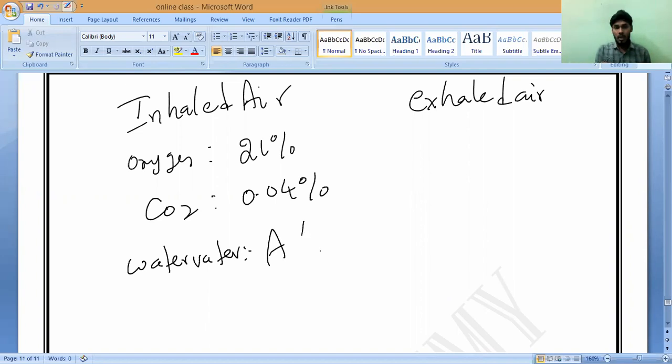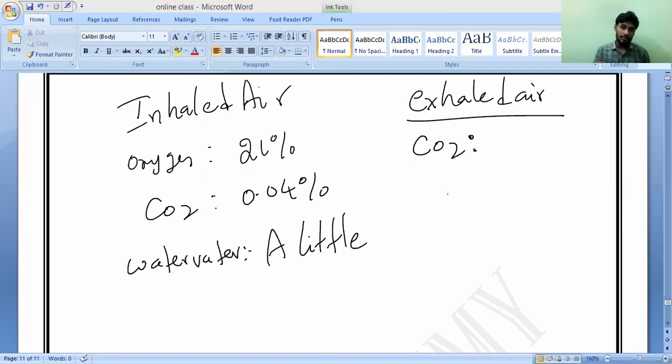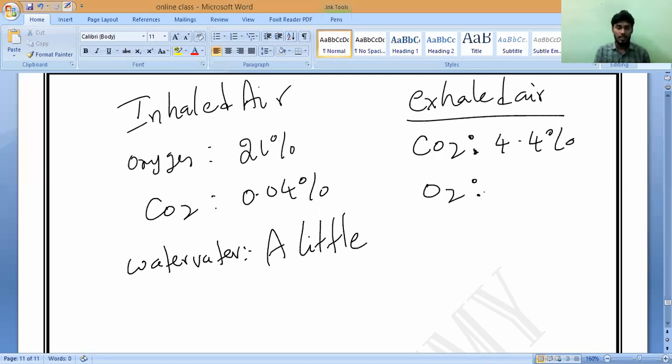Now when it comes to the exhaled air, which is more? CO2 is more. How much is the percentage? 4.4%. And the oxygen percentage? Even exhaled air has oxygen, which is equal to 16.4%.